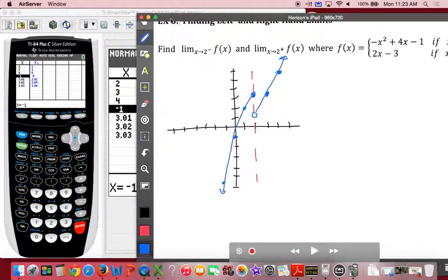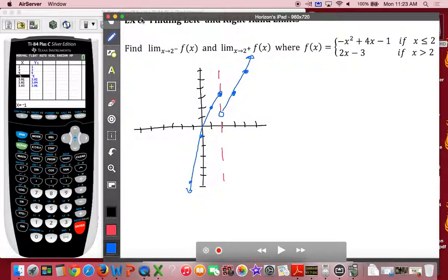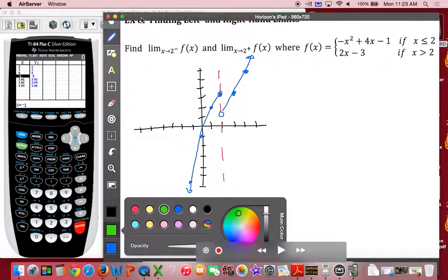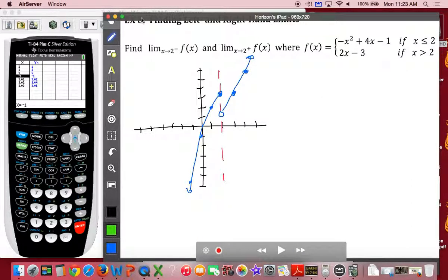And move this back over now. So label your lines. This is y equals 2x minus 3. And this is y equals negative x squared plus 4x minus 1. So now we can actually answer the questions that they want.